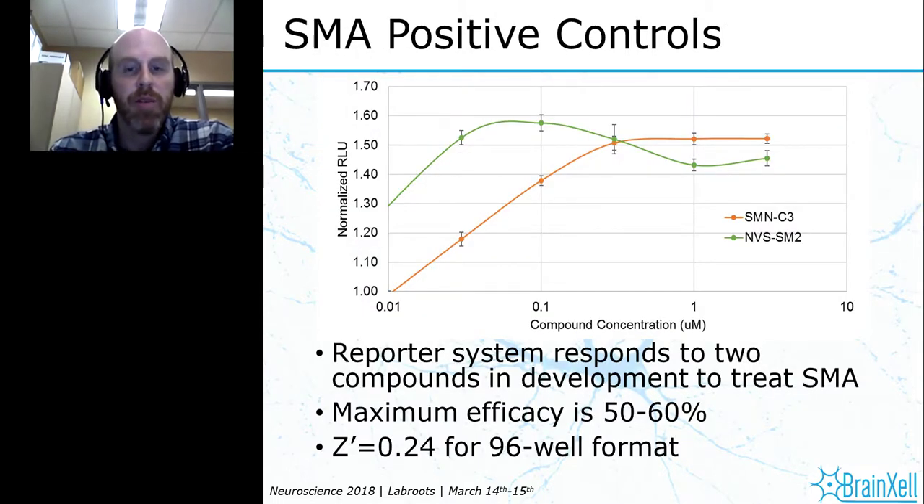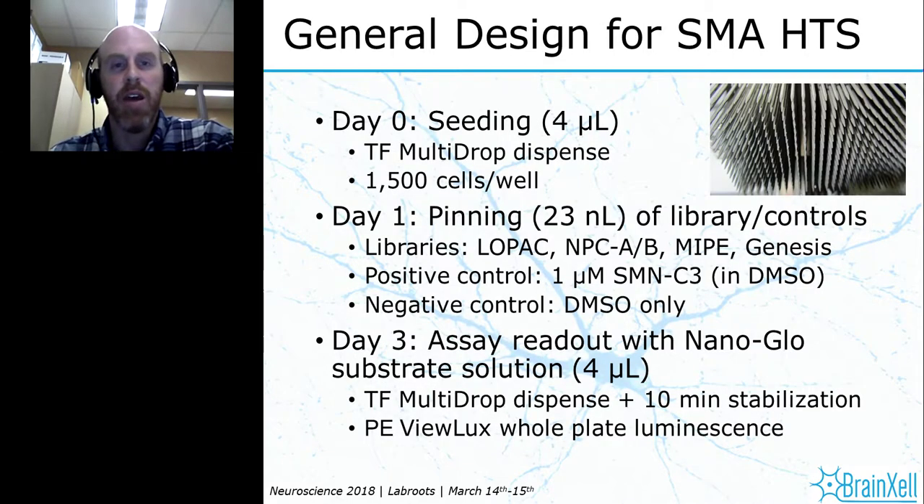So our reporter system responded to the positive controls that we were able to get our hands on. These are both compounds in development to treat SMA. The efficacy that we observed was about 50 to 60%. And we had a relatively low Z prime for a 96-well format, but because the system is very clean, we decided to move ahead and do the high throughput screening.